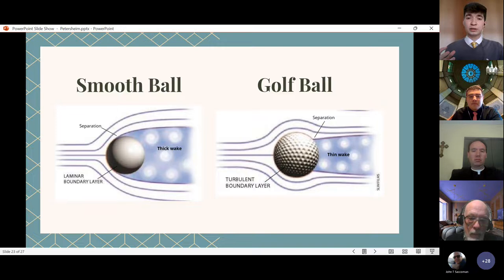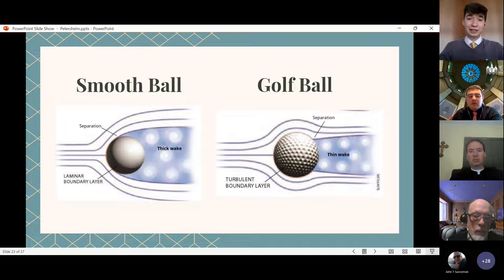With a golf ball, that airflow is going in and out of each dimple. So whenever the airflow wants to go off that ball, it finds a dimple to go down and up. And that causes that separation to occur a lot later. You can see where that separation occurs in the golf ball. And that causes a thinner wake, a smaller wake. So that allows the golf balls to go a lot further.